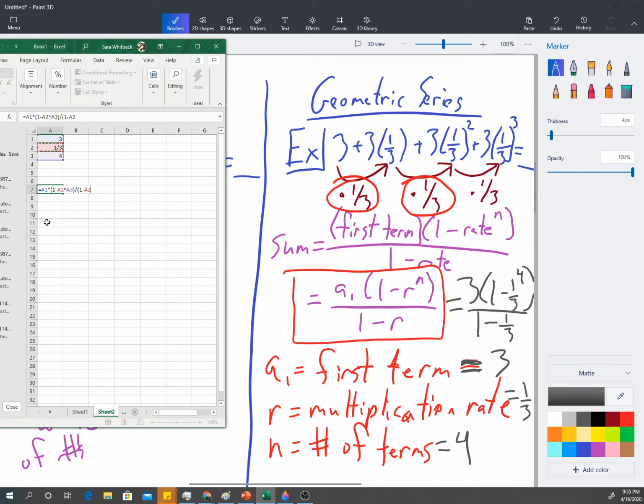So you can see here, the A1 in my formula is the same as the A1 in my Excel sheet. My A2 in this case was my rate, and my A3 on Excel was my N. So I just need to close my parentheses, hit enter, and I get 4 4/9 as my answer.